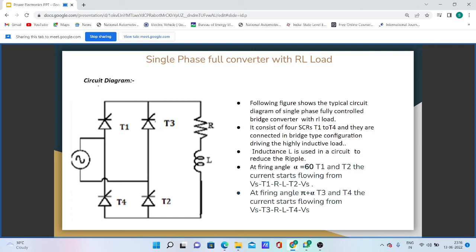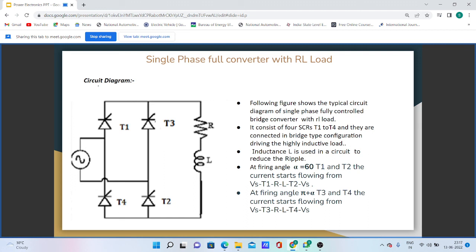At firing angle alpha equals 60 degrees, thyristors T1 and T2 start conducting. Current flows from Vs to thyristor T1, and then to the resistor, then the inductor, and then thyristor T2, and it gets back to the source.